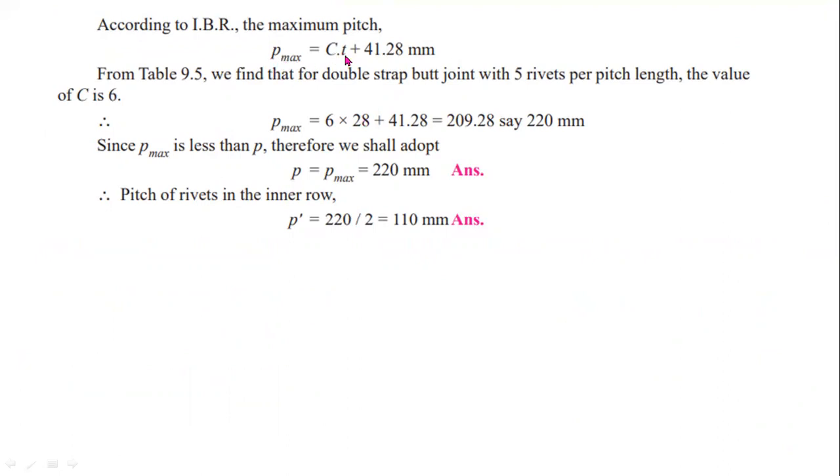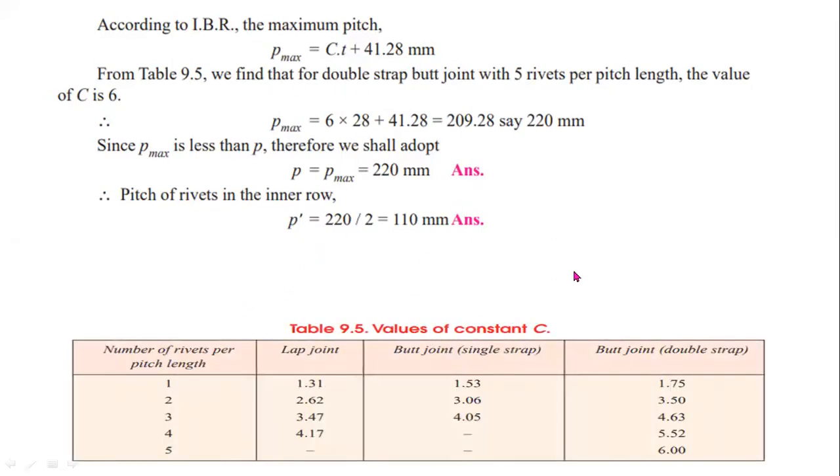P max equals C into T plus 41.28 mm. Here capital C is the constant. You have to select the value of C from this table. Here the number of rivets per pitch is 5, so you select this value 5, and the corresponding value for a double strap butt joint is 6. So 6.00 is the value of C for a double strap butt joint with 5 rivets per pitch.